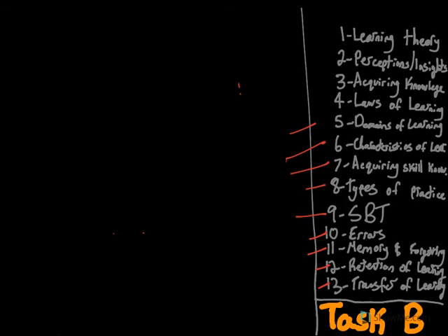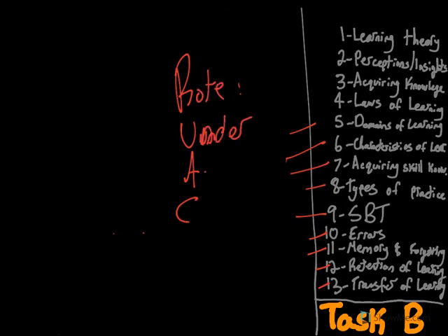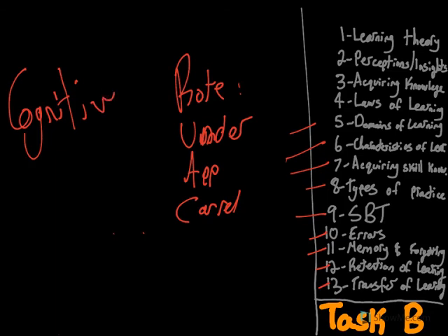Oh, real quick, I need to cover one more on that one. I'm so sorry. We have rote, understanding, application, and correlation. These are the levels of cognitive learning.